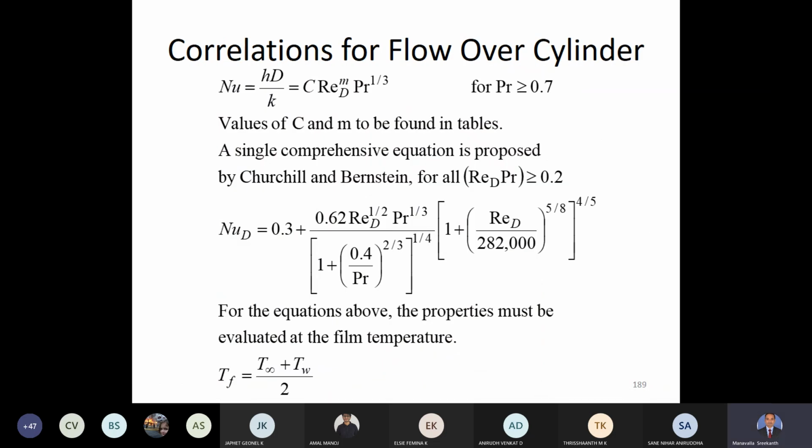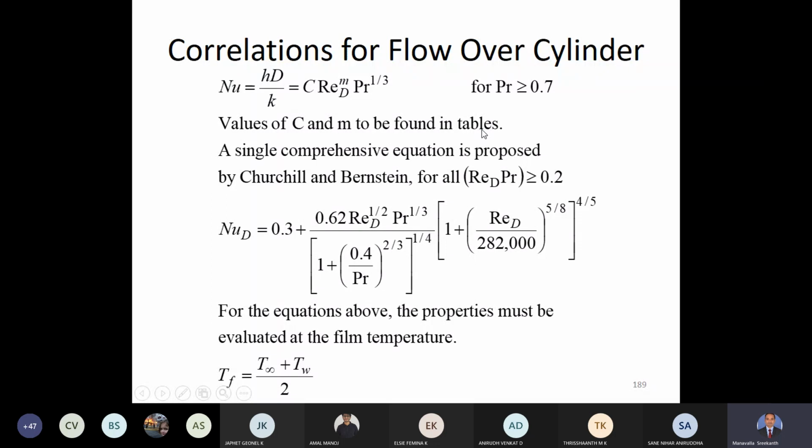Now, what are the correlations that we have for determining the heat transfer coefficient over cylindrical and spherical surfaces? The general nature of the correlations is like this. The Nusselt number, the definition is hD by k, where D is the diameter of a cylinder or a sphere. hD by k is equal to some constant C multiplied by the Reynolds number based on the diameter raised to the power m, and the Prandtl number raised to the power 1/3, which is 0.333. This is meant for a Prandtl number greater than 0.7, and values of C and m can be found in tables.